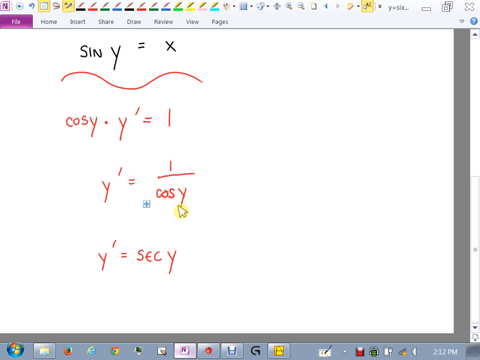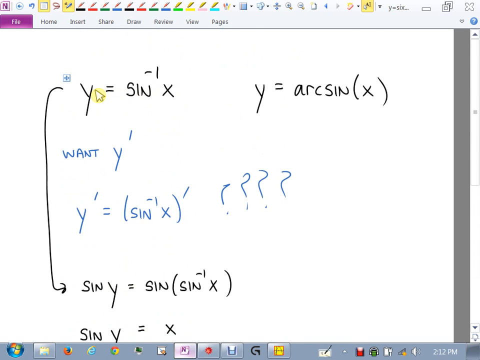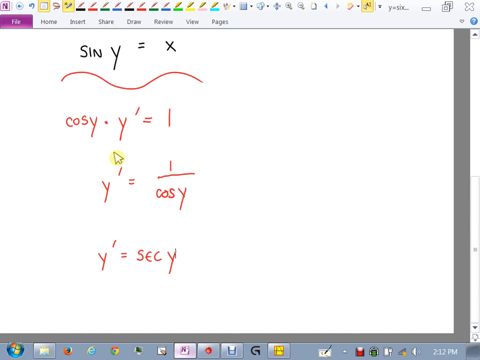I wonder if I can get this back. Plug in the original for y. So you want me to replace y with this? Is that okay with everyone? You asked for it, you shall receive. So you want me to stick secant of sine inverse of x right in there? Yes? There's nothing wrong with that. But we can make it a little bit better.